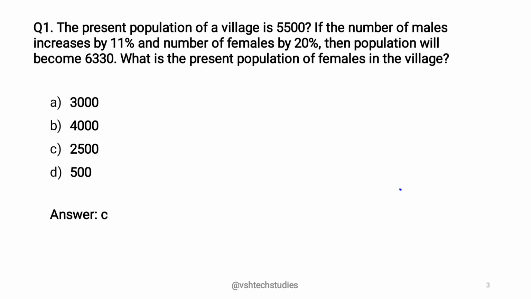In that, the first question is: the present population of a village is 5500. If the number of males increases by 11% and the number of females by 20%, then the population will become 6330. What is the present population of females in the village? First, let us discuss some basics needed to solve this problem. Then it becomes easy to solve.